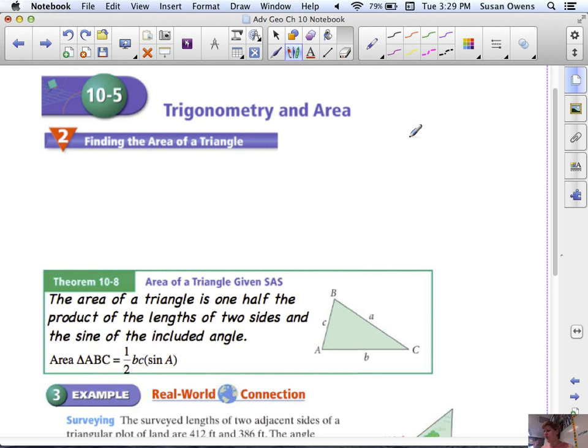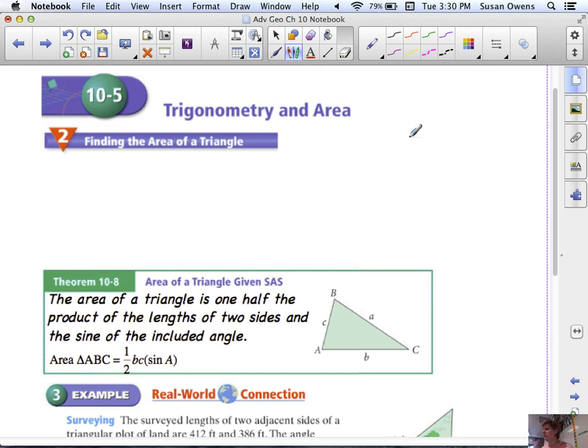Today's video is for Advanced Geometry, Chapter 10, Section 5, Trigonometry and Area. So this section is really two parts. One deals with an area formula that we can use for triangles, and the other part deals with how to find sides and angles of a triangle that are not right. Okay, so we'll start out with the area formula of a triangle.